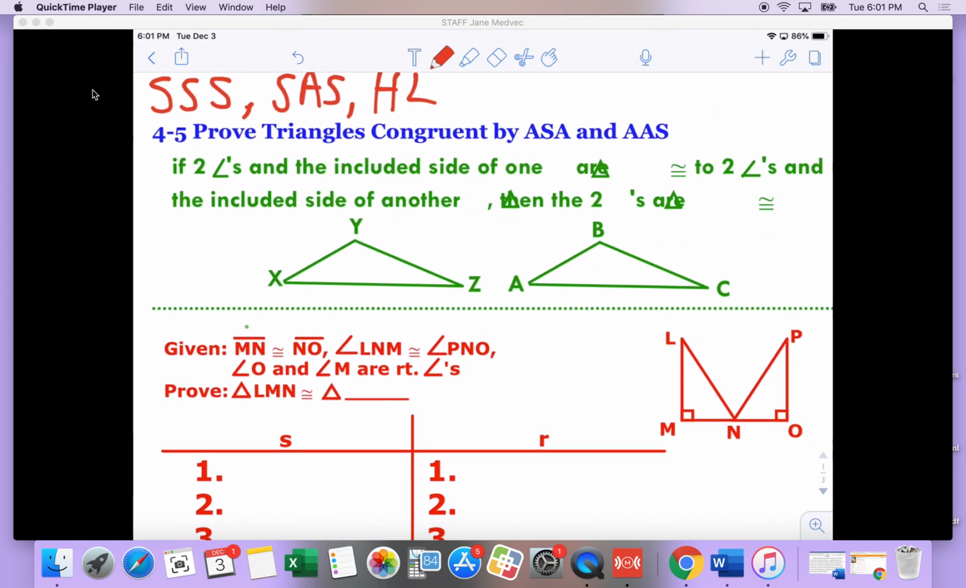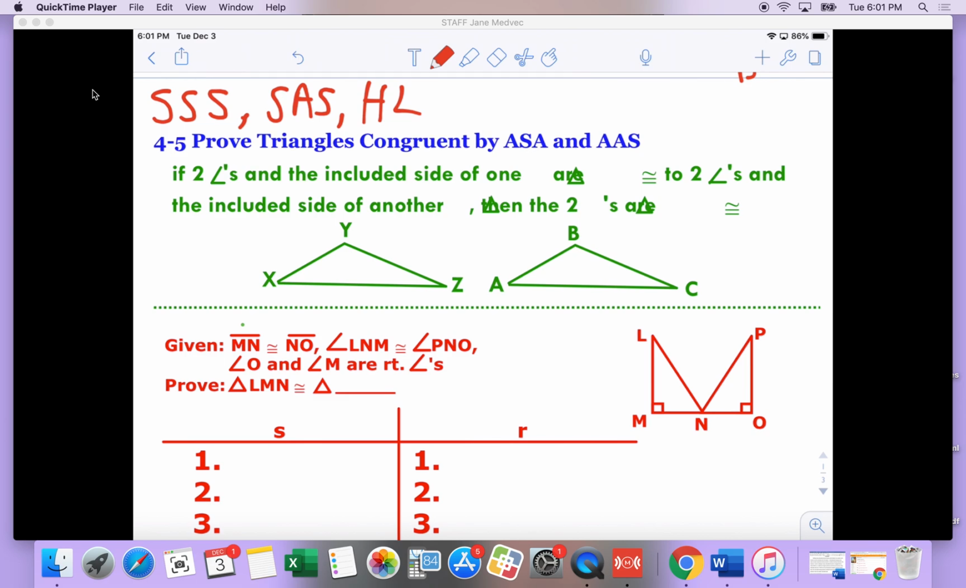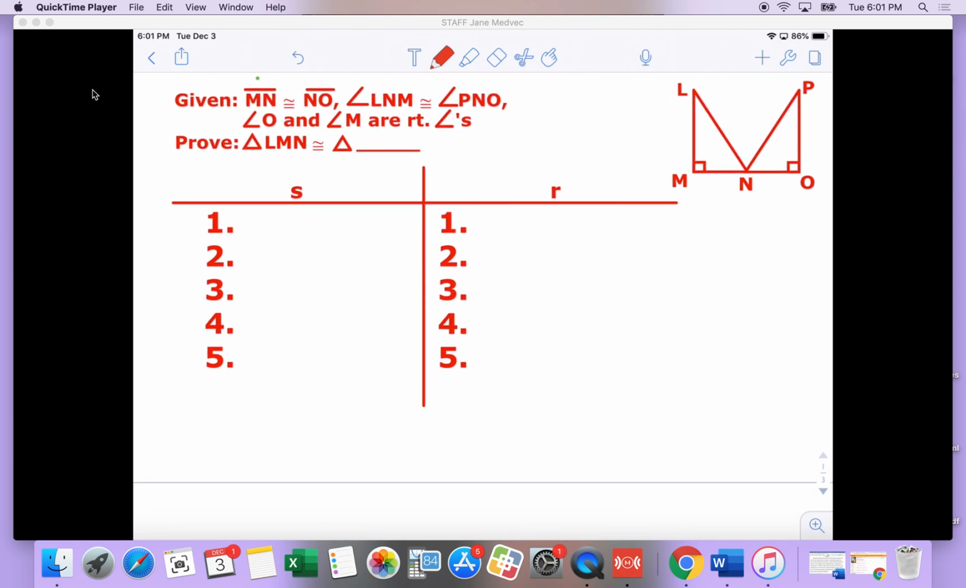So you're going to notice that if two angles and the included side of one triangle are congruent to two angles and the included side of another triangle, then the two triangles are congruent. Really what that means is let's say I have this angle here and this angle here, and they're congruent and they're corresponding parts. And then I have a side, and then I have an angle. Notice that the side is included between the two angles, and so this would give me angle, side, angle. And so then I know that they are congruent. Let's take a look at a proof and see this in motion now.